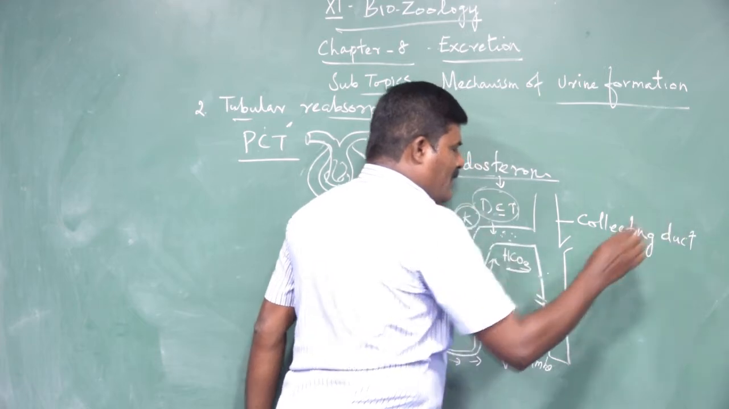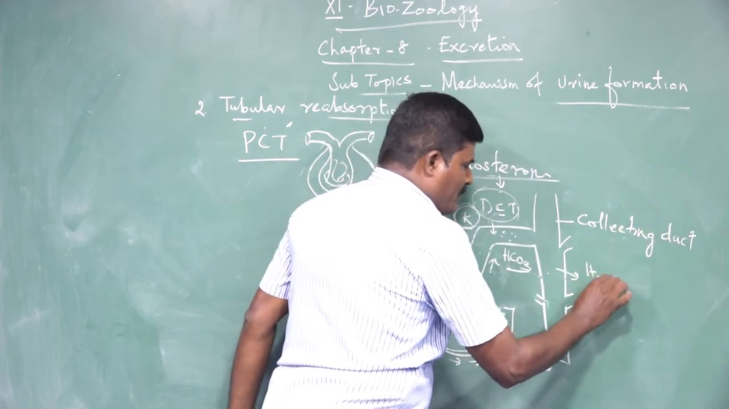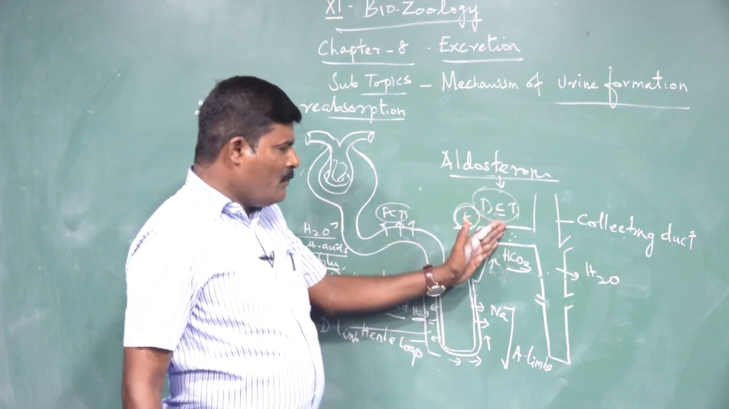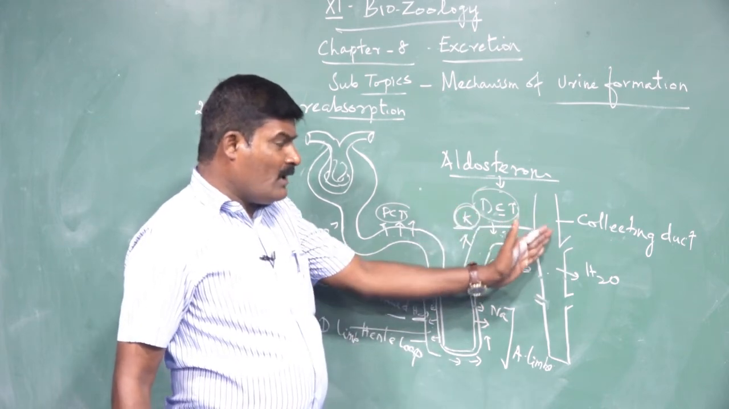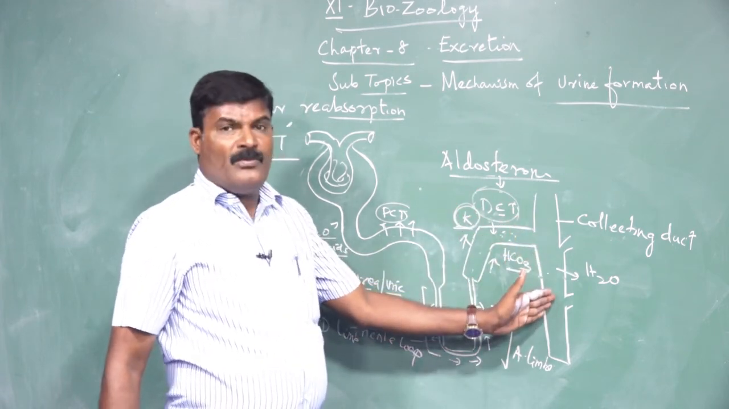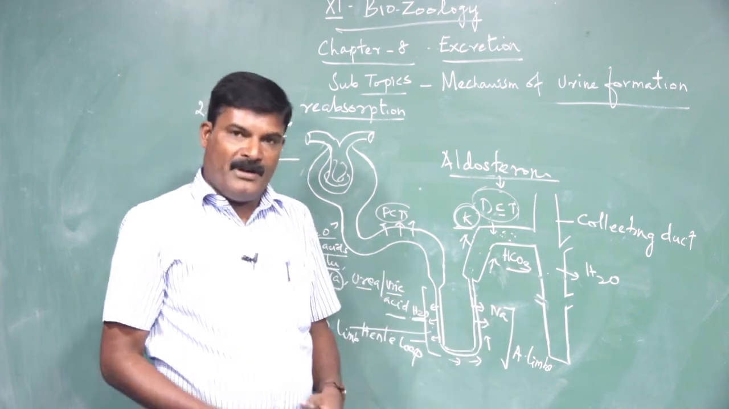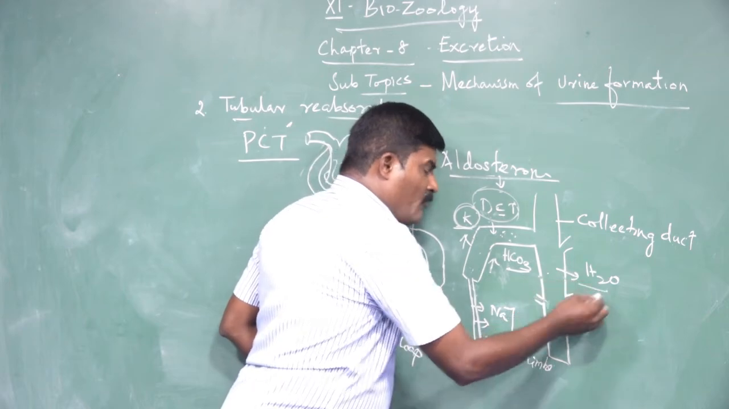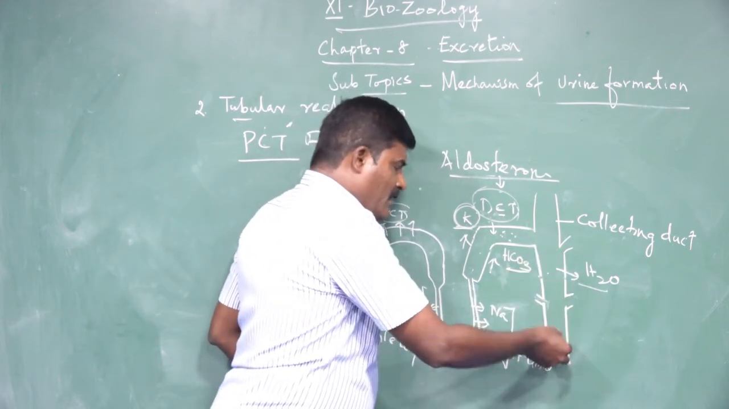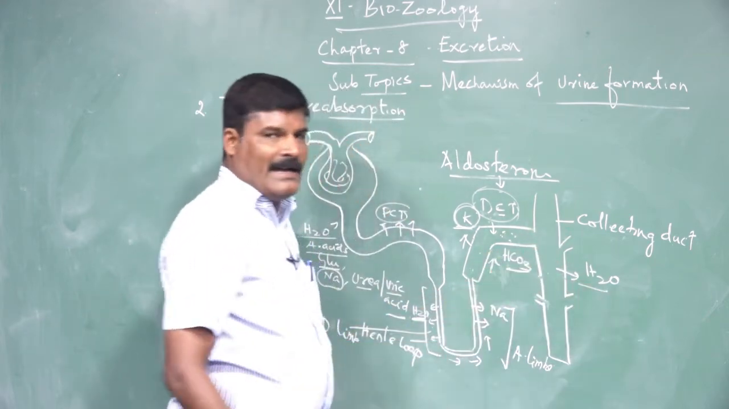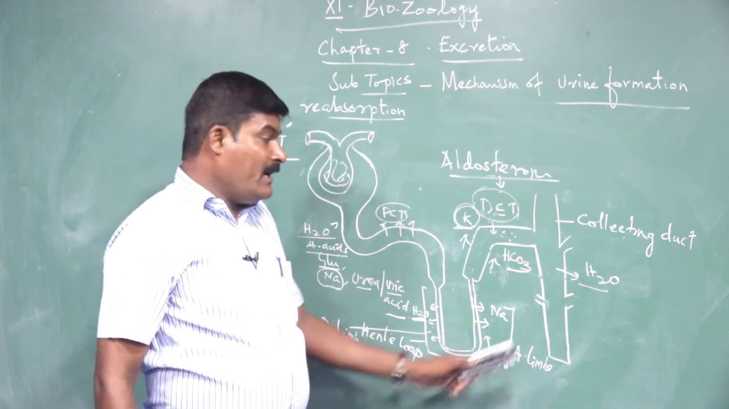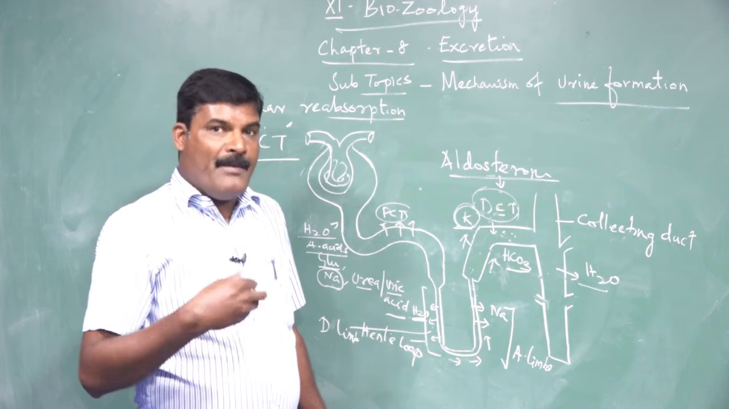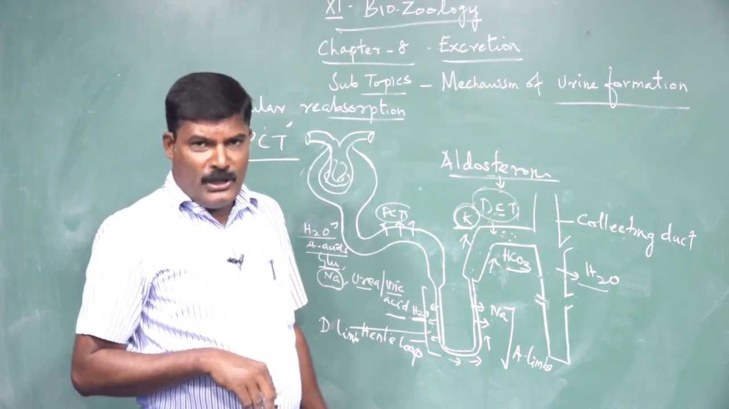Collecting ducts. Here, the water is reabsorbed. Once the urine moves from the DCT to the collecting duct, the urine once more becomes hypertonic. Because water is removed, the concentration of the salt is increased in the collecting ducts. This collecting duct is useful for the formation of concentrated hypertonic urine.